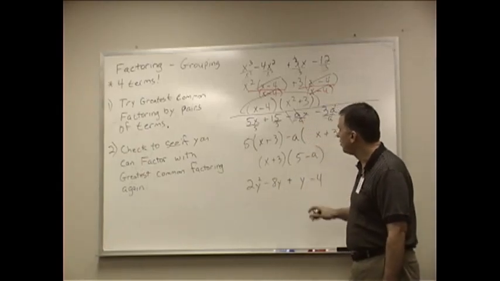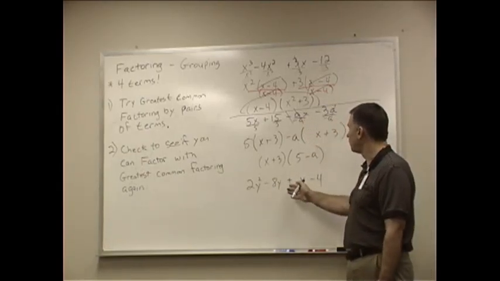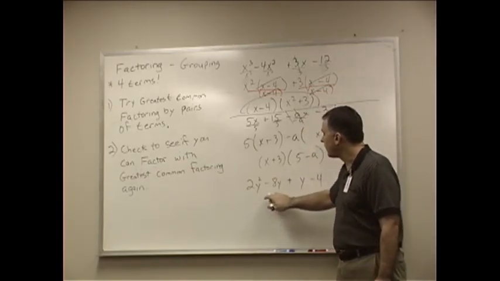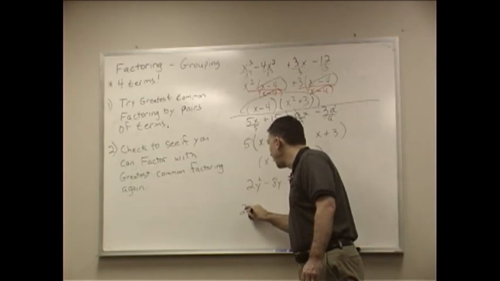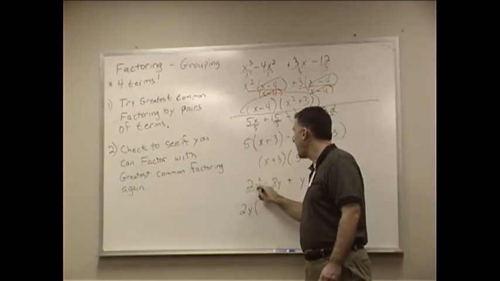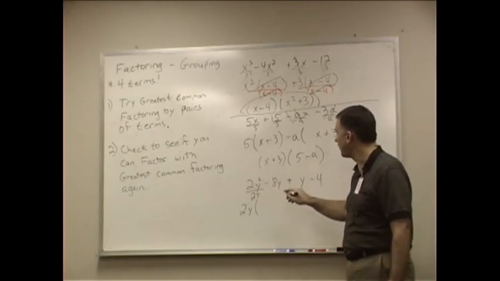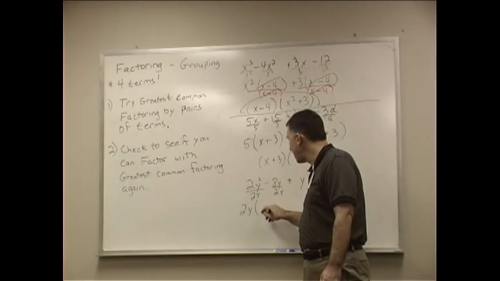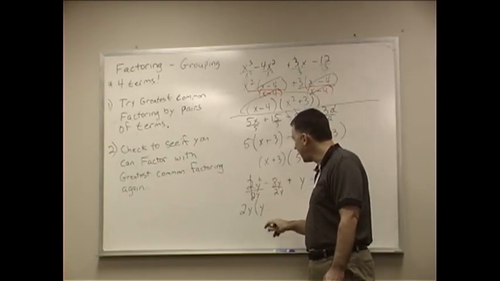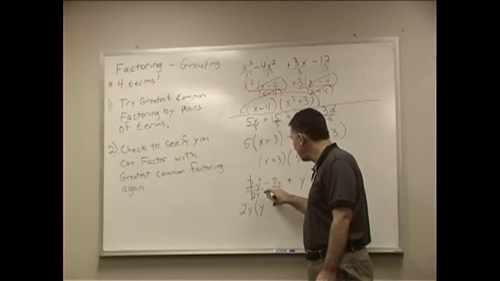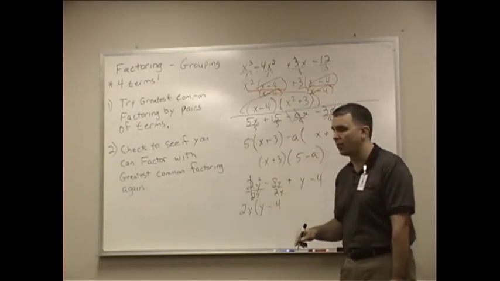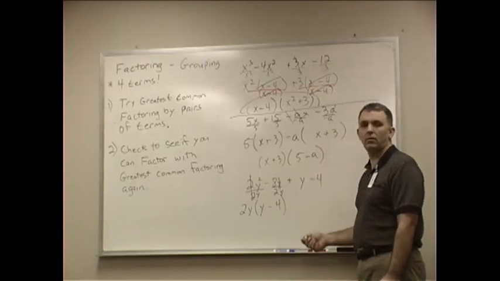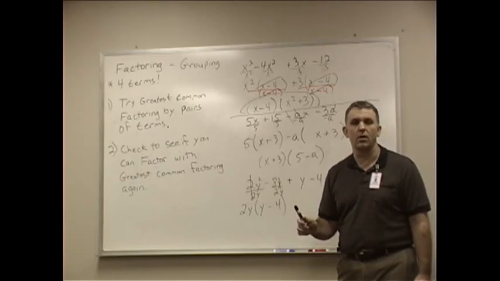Okay, for my last one, 2y to the second minus 8y plus y minus 4. There's nothing we can divide out of all of them. So on the first one, I'm going to pull out a 2y. So when I divide by 2y, because that's the greatest common factor, and divide by 2y, I'm left here with, the 2's cancel, a y. Negative 8 divided by 2, that's negative 4, and the y's cancel there. But now when I look at my second one, I've got another y minus 4 there, don't I?